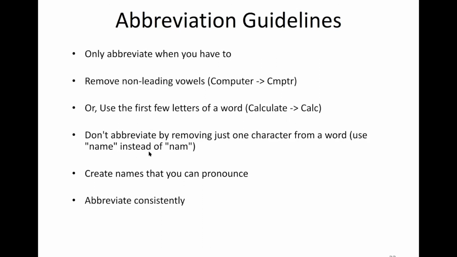But if you look at this one, why take the E off of name? It doesn't really provide any benefit. It just makes things confusing. So not a good idea to do that. And we want to make sure that we can pronounce things pretty well and definitely be consistent in the abbreviations that you use. So if you're using a variable with the same name, don't abbreviate it one way in one class and a different way in another class. That just gets confusing.